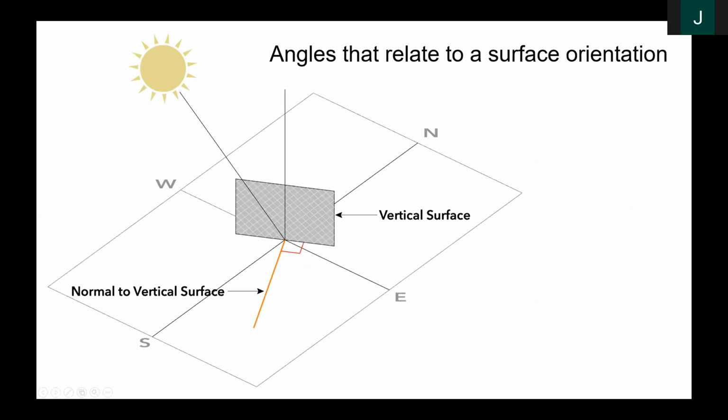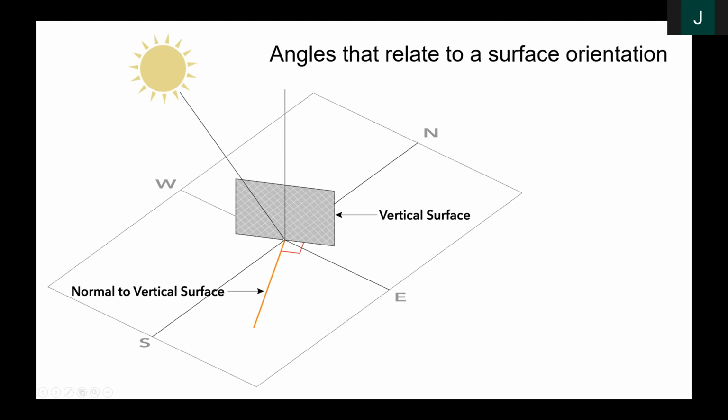Now, angles that relate to a surface orientation. We talked about altitude and azimuth at the beginning. Those are your best friend angles, bread and butter, should know them. There are some angles also that relate to this surface orientation. First of all, this is a term that we've used a lot, that I've used in this presentation.